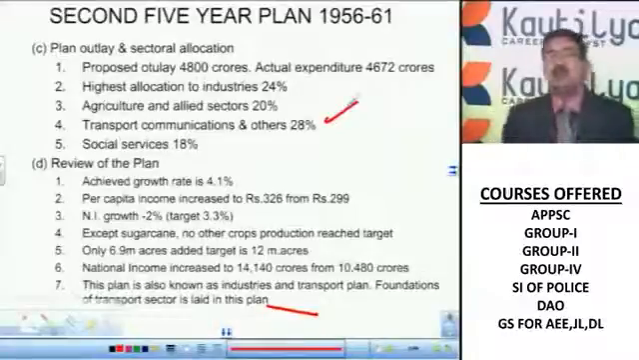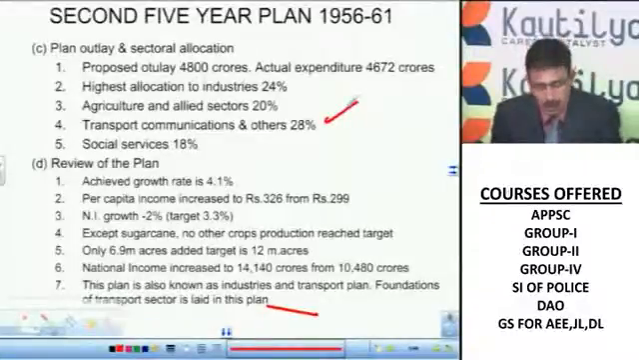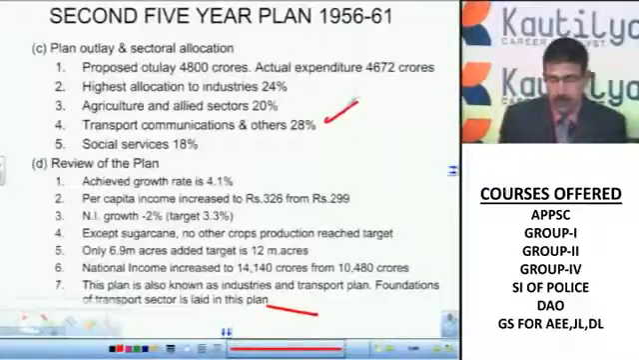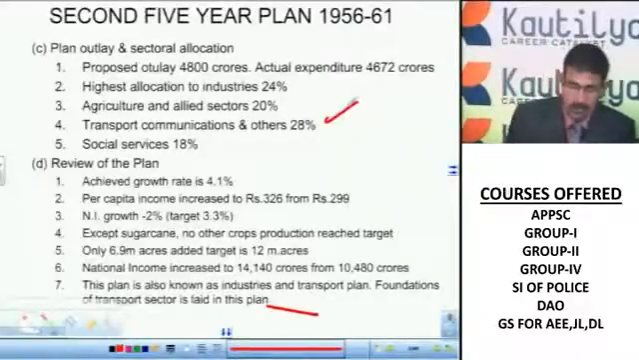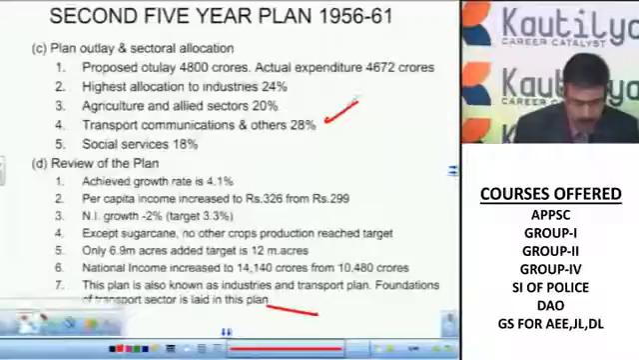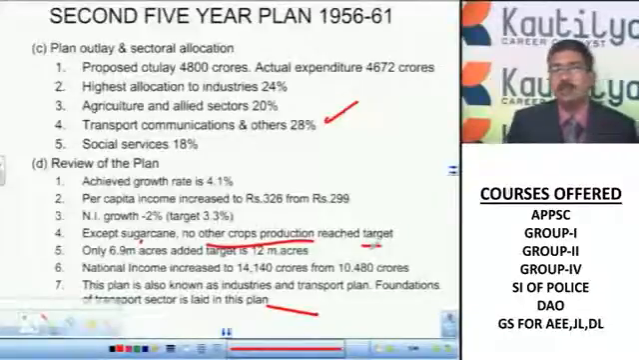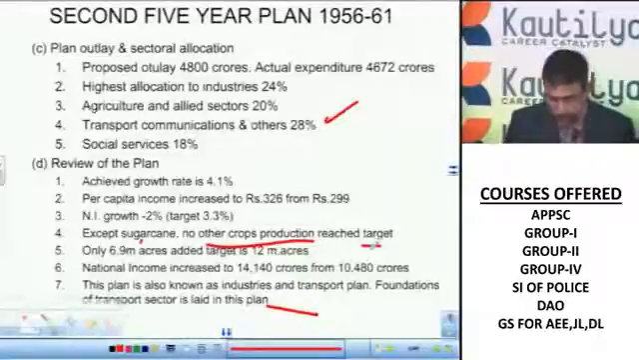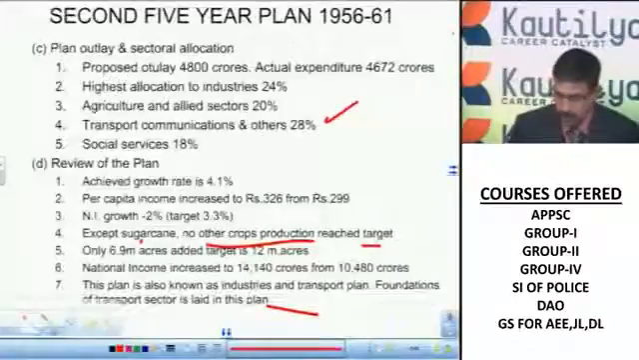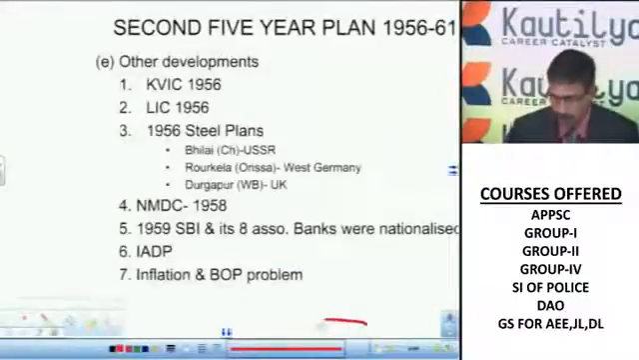Though the targeted growth rate is 4.5%, the achievement is very less. It is only 4.1%. However, the per capita income increased to 326. National income increased by 2% per annum, and except for sugarcane, no other crop production reached the target, as the majority of the income and activities were centered around the development of the secondary sector. Comparatively, the primary sector was neglected. National income increased to 14,140, and foundations were laid strongly in the transport sector.